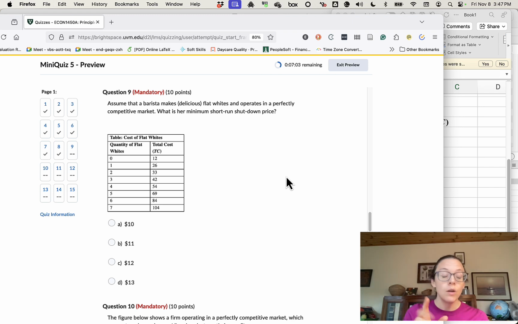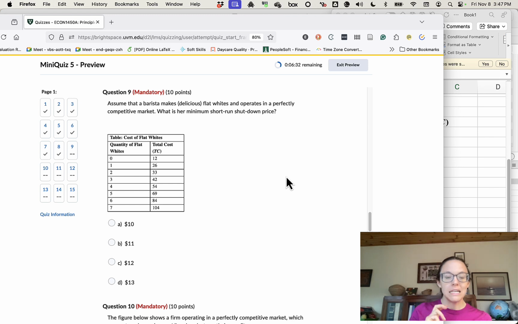All right, for this one, we're back to a table, and now we have to think about the minimum short-run shutdown price for a barista in a perfectly competitive market. So the thing for us to remember is that if you check back in the textbook or your lecture notes, the minimum short-run shutdown price is the minimum AVC, average variable cost. That's a bit of a mouthful, but a simpler way of thinking about it is that in the short run, her shutdown price is equal to the AVC.